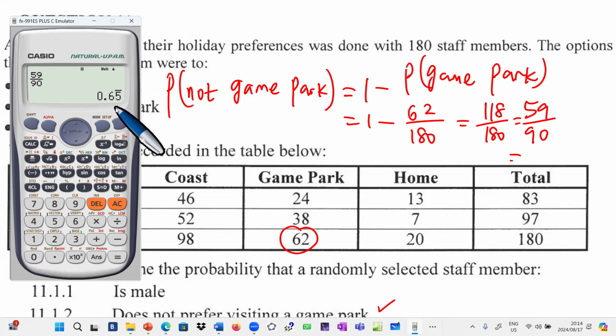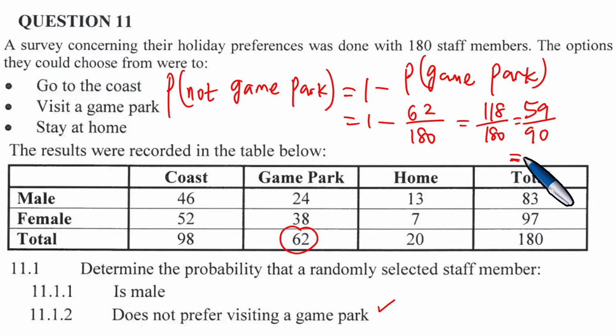So this is going to be 0.65 recurring, which is 0.66, or it is 65.56%. So that is the probability of not a game park.